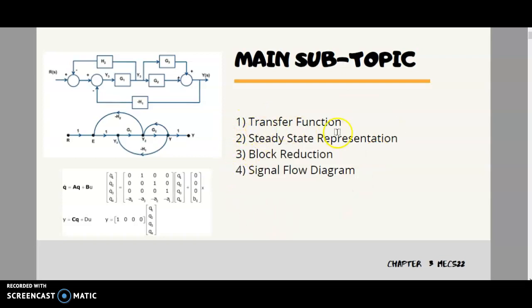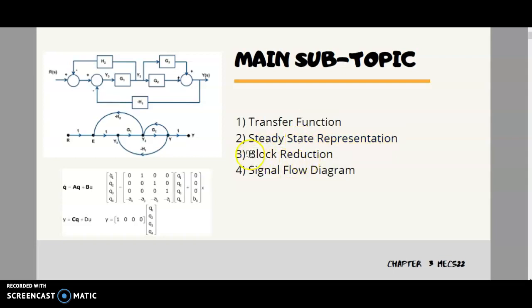First, transfer function. Transfer function was basically already discussed in chapter 2, so the idea is already known. And then state space representation. Why do we introduce state space representation? Because sometimes the system is too complex, where we have more inputs and more outputs. This one is basically an example of state space, Q dot.